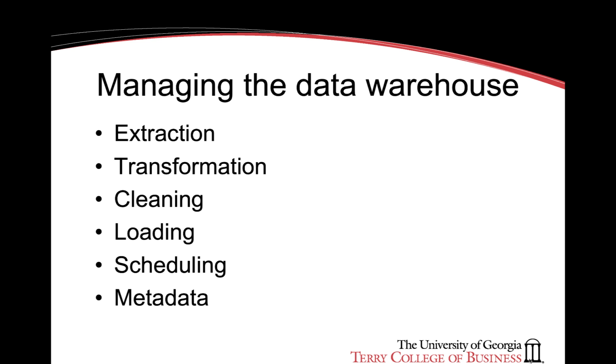There are several steps involved in managing a data warehouse. They can be broadly broken up into these six types: extraction, transformation, cleaning, loading, scheduling, and managing metadata. Very often, one is going to hear of a term known as ETL when talking about a data warehouse. ETL refers to extraction, transformation, and loading. Typically, the steps of cleaning, scheduling, and metadata are considered part of the extraction, transforming, and loading steps.